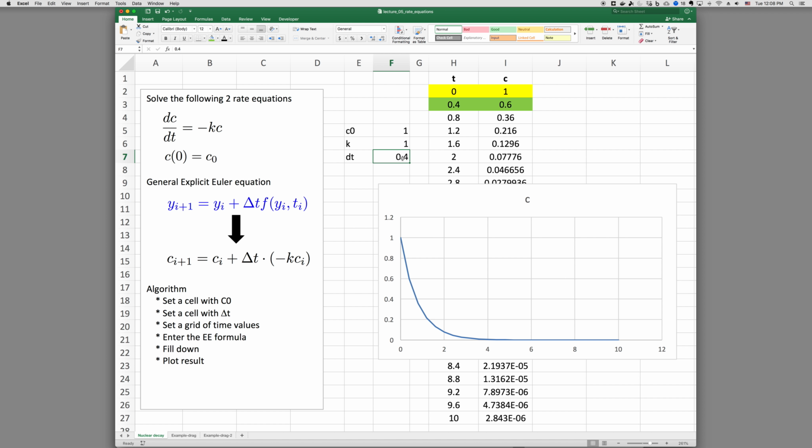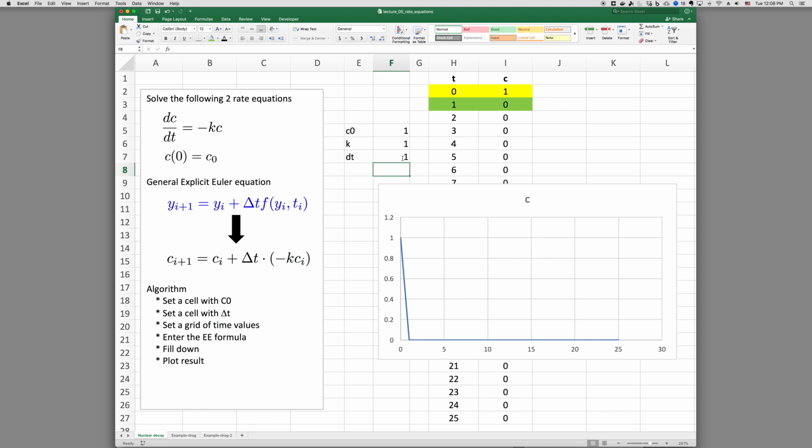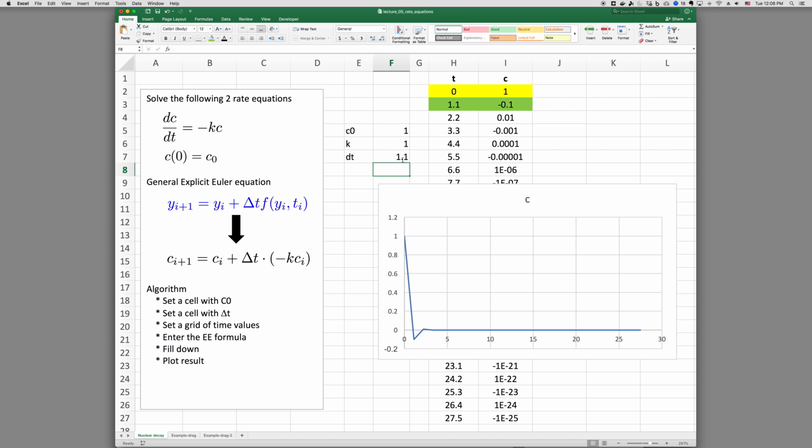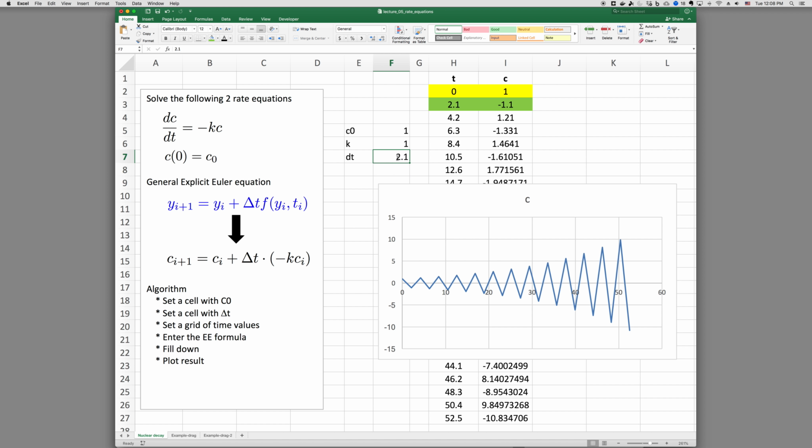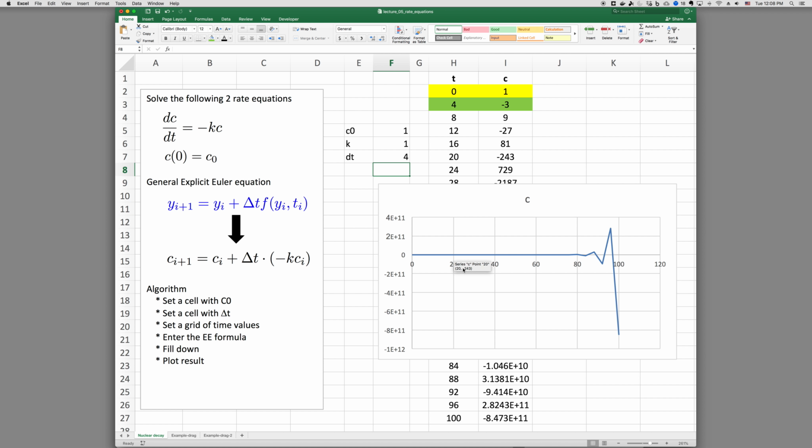If we make this step size too big, if we make it 0.5, 1.0, that's kind of the limit. If we make it any bigger than 1.1, then we start to go negative, which is not physical, and it kind of oscillates. It goes down, then up again, then down. If we make it 2, we're critically oscillating, and any bigger than that, 2.1, starts to increase. If we make it 4, it literally blows up.